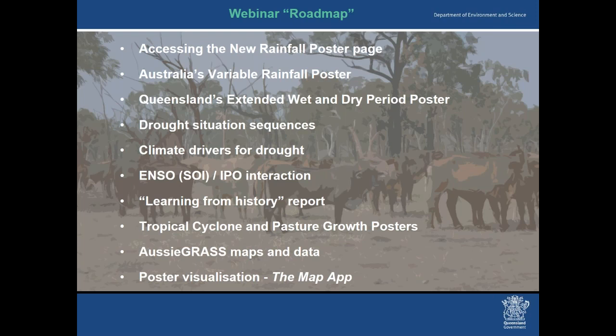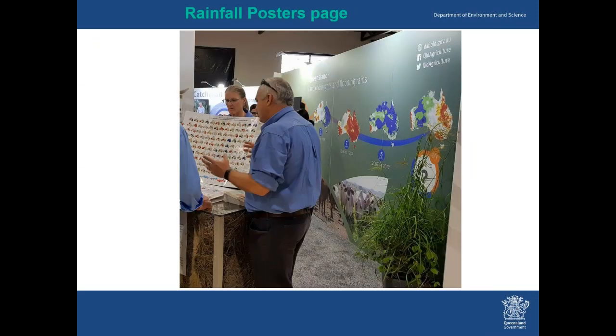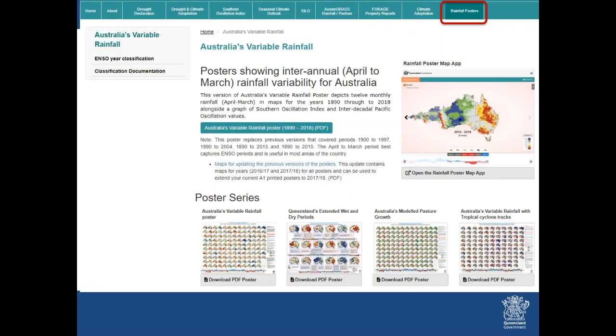Moving on, our new rainfall posters page, just updated recently. Here it is, and the way you get to it from the Long Paddock website is up on the top tabs bar here. You go straight to the rainfall poster tab. It'll bring you up with this page. First thing we'll see here is our original description for our past poster, the Australia's variable rainfall poster, and a link that will take you straight to that PDF of the poster.